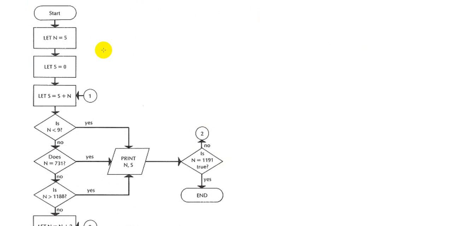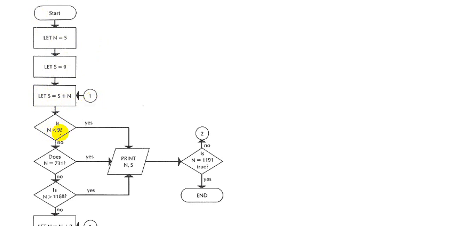Solution. The block diagram, or flowchart, is as follows, as illustrated right here before you. The start begins with the elliptic representation and the flow of the flowchart in the following manner. Let n equal 5. Let s equal 0. The indicated amount is equal to 0. The computation of the example equation is given by the let command: let s equal to s plus n. We're just going to begin with 1.